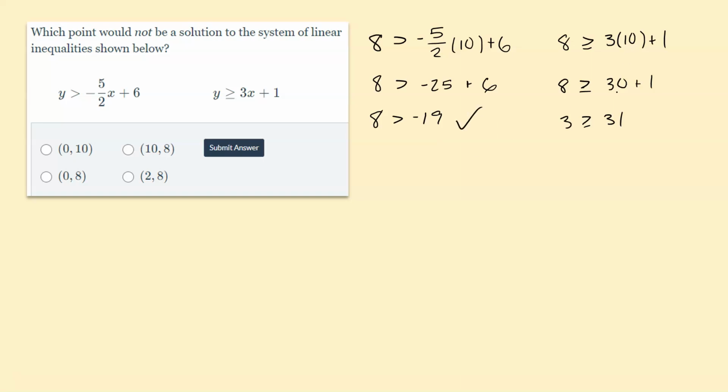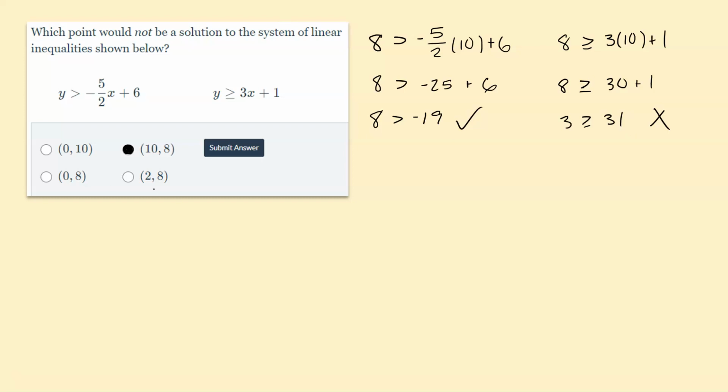3 times 10 is 30, plus 1 is 31. Is 8 greater than or equal to 31? That is not true. 31 is greater than 8. So this coordinate was true for the first inequality, but not true for the second. It's a solution for one, but not for the other, meaning it's not a solution for both. For it to be a solution to the system, it has to be true for both. So this is going to be our answer. This is the one that is not a solution to the system.